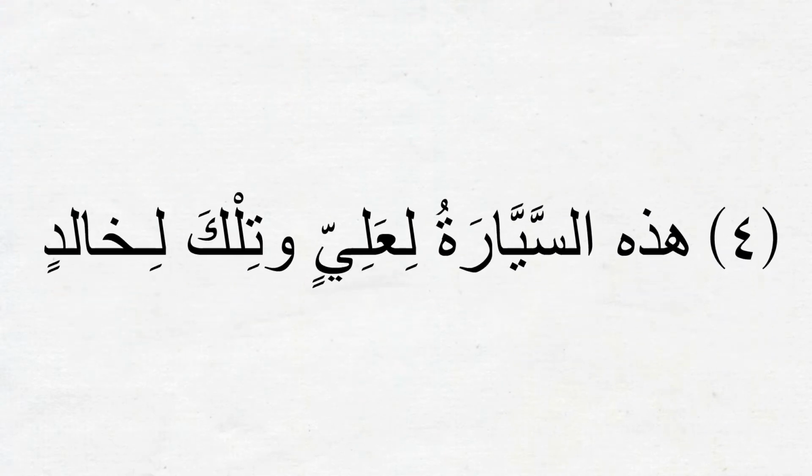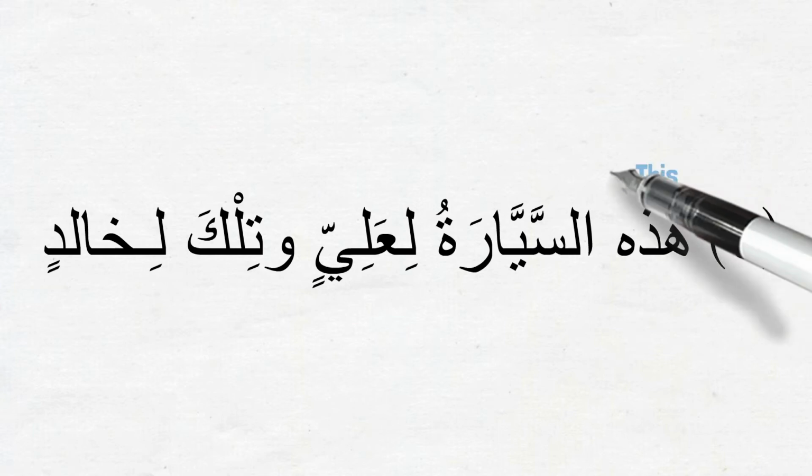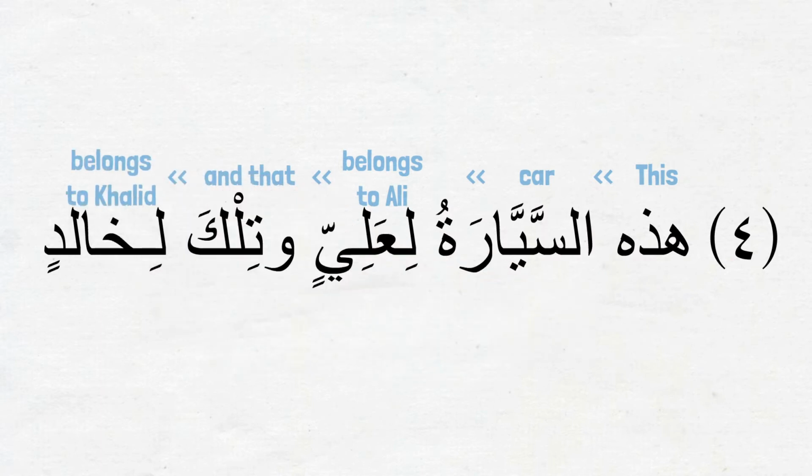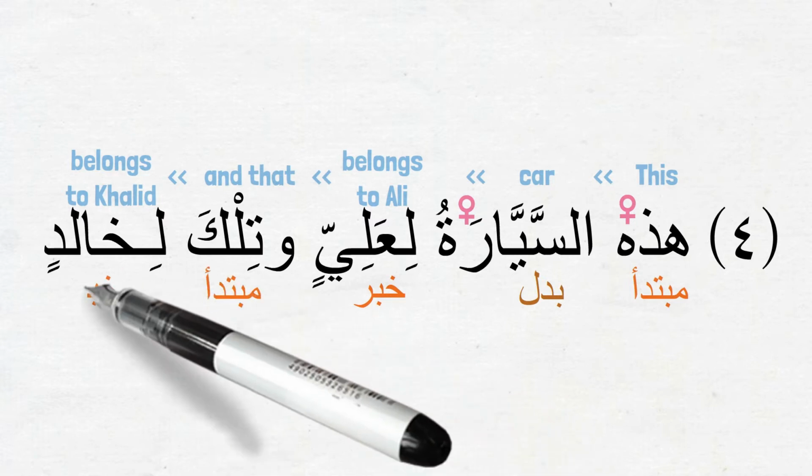Sentence number 4. هذه السيارة لعلي وتلك لخالد. This car belongs to Ali and that belongs to Khalid. Where is the badal in the first sentence? As-sayyaratu. Very good. As-sayyaratu is badal for هذه. Notice we are using هذه, mu'annath ismul ishara now, because we are referring to as-sayyaratu, which is mu'annath. And the jar majrur li'aliyin is shibhu jumla type khabar. In the second sentence, tilka is the mubtada and li Khalidin is the khabar shibhu jumla.